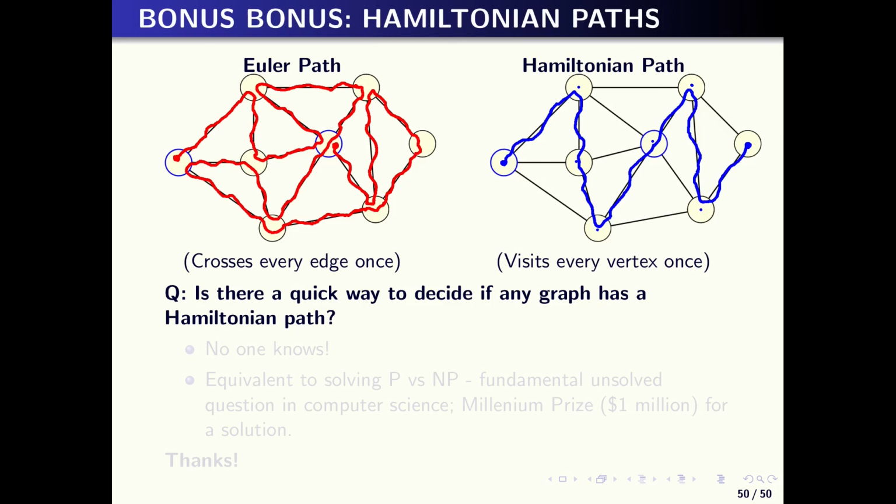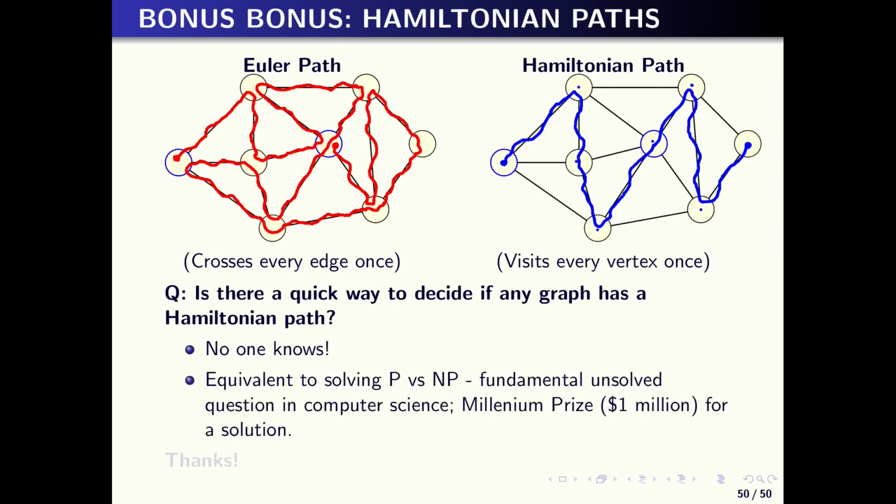And we know that the answer for Euler paths is this thing about seeing if there are at most two vertices of odd degree. But for Hamiltonian path, no one knows. No one knows if there is or isn't a nice way of figuring out whether a graph is Hamiltonian. And if you can find one, then I'd be very interested in talking to you, because that would mean that you have solved something which is equivalent to the big problem of P versus NP, which is a fundamental unsolved question in computer science. It would also mean that you qualify for the Millennium Prize, and you'd get to receive $1 million for finding a solution, and you'd make a lot of computer scientists very unhappy.